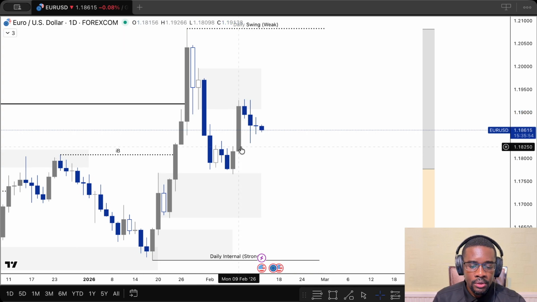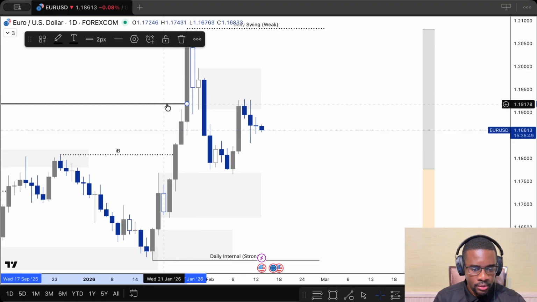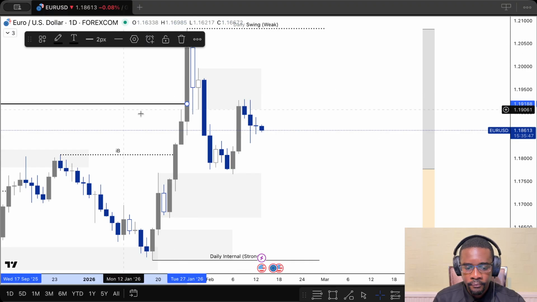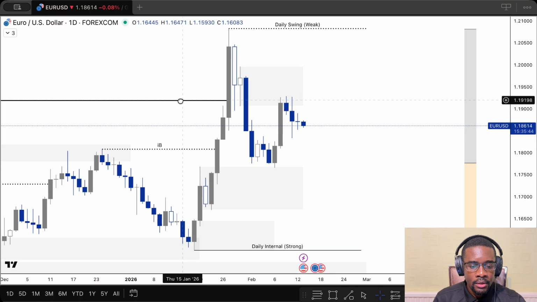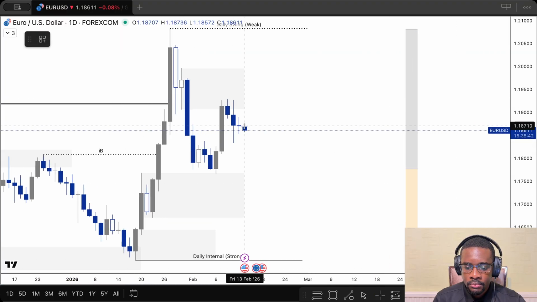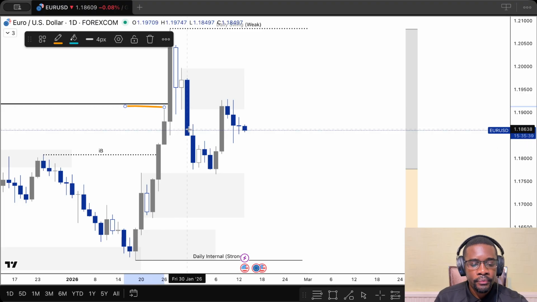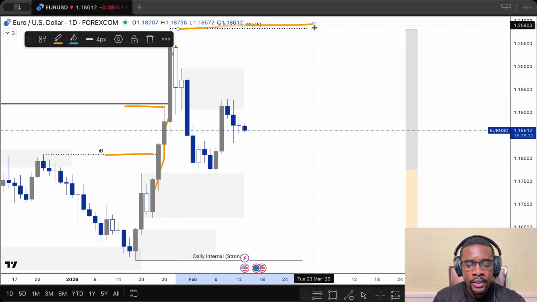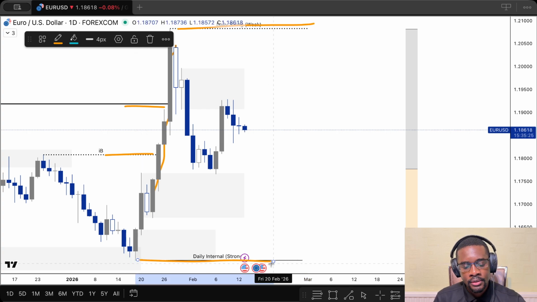Obviously we are, my bad, swing is bullish. We broke structure over there. Internal is bullish. We broke structure over there. This is our weak swing high as well as our weak internal high, and then this is our strong internal low, and our swing strong low is at the bottom.